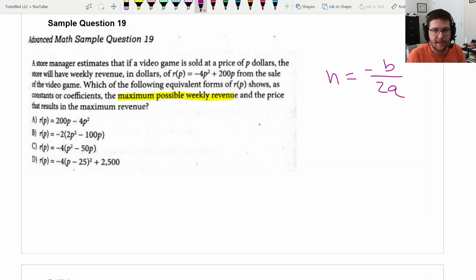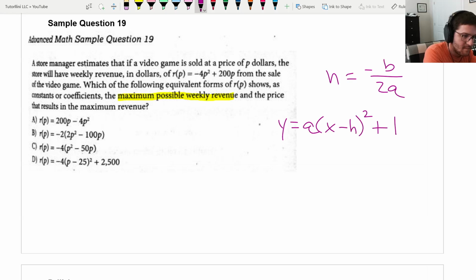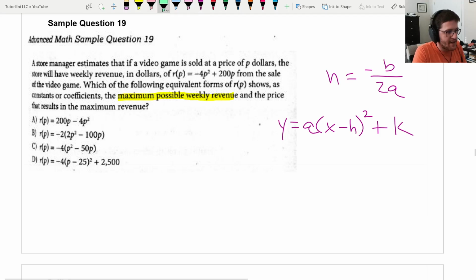Now, don't do any of that, because if you think about it, the form that shows the vertex is vertex form. Vertex form, which you should know by heart going into your test, is y equals a times (x minus h) squared plus k. There's only one answer choice that even looks like that, right? It's got to be D. I don't even need to check the numbers. Do you see what I'm saying?